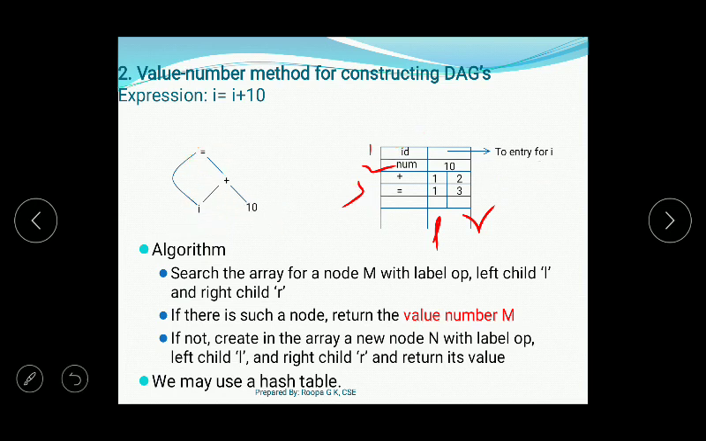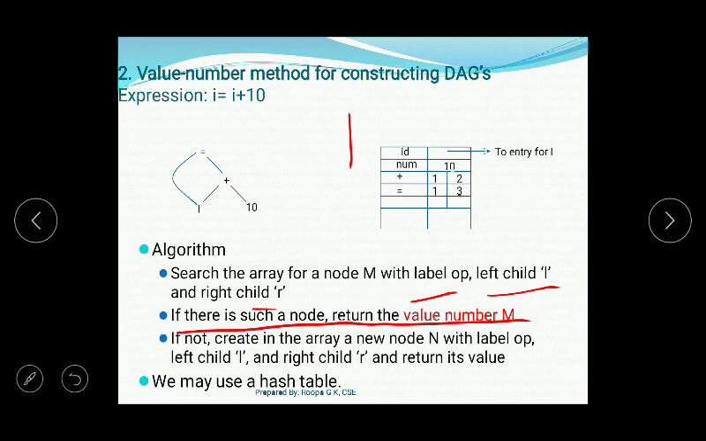Now observe the algorithm again. First step, search the array for a node with the label of left child and right child. If there is such a node, return the value number. That's why I told you, return the index number 1, 2, 3 like that. For plus, ID is already there. Its number is 1. For number 10, the entry is already there with the number 2. So 1 and 2 are returned. If not, create in the array a new node n with the label of left child and right child, with its return value. Suppose you have this I plus 10 once again in the expression, then directly use this index 3 in place of I plus 10. We may also use a hash table for better searching. This is the value number method.